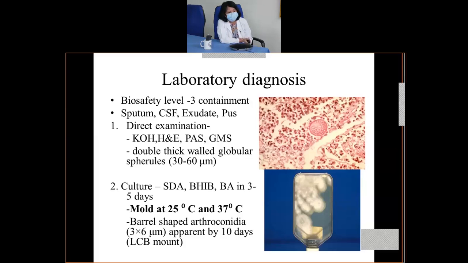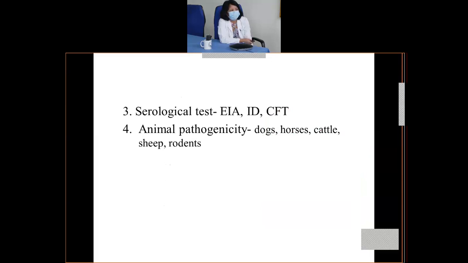Okay, so this is white in structure, and if you do an LPCB mount of this, there will be barrel-shaped arthroconidia which are 3 to 6 micrometers in diameter, and this will be apparent in approximately 10 days. So serological tests, that is immunodiffusion, complement fixation test, enzyme immunoassays, and animal pathogenicity tests could be done. It can be done in dogs, horses, cattle, sheep, and rodents.